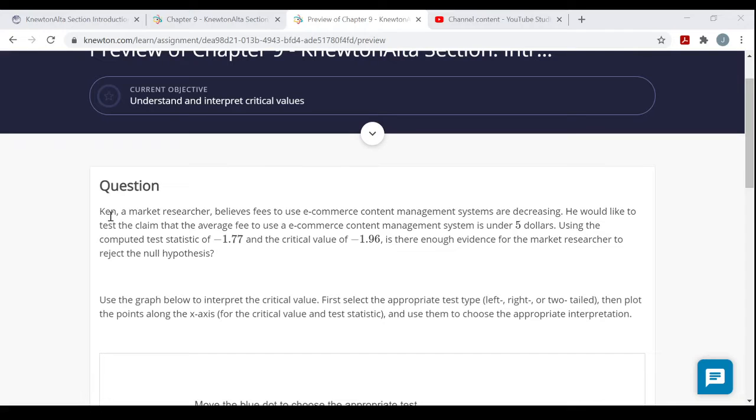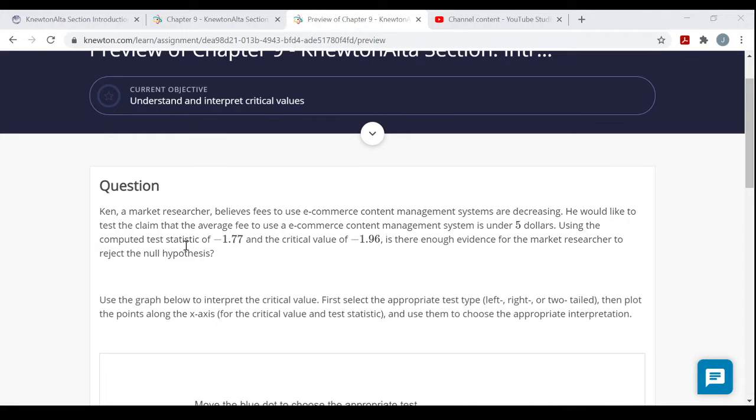Alright, so Ken, a market researcher, believes fees to use e-commerce content management systems are decreasing. Right, so he believes these fees are decreasing. He would like to test the claim that the average fee to use an e-commerce content management system is under $5. Using the computed test statistic of negative 1.77.